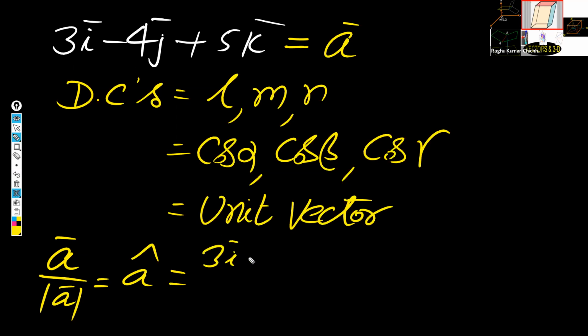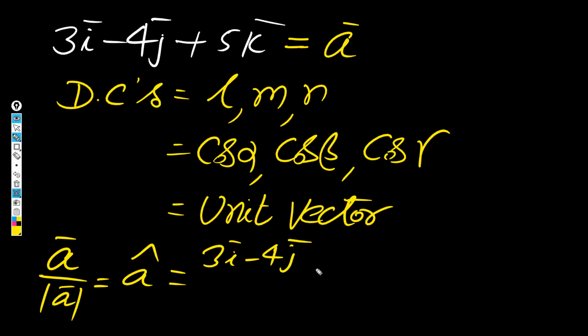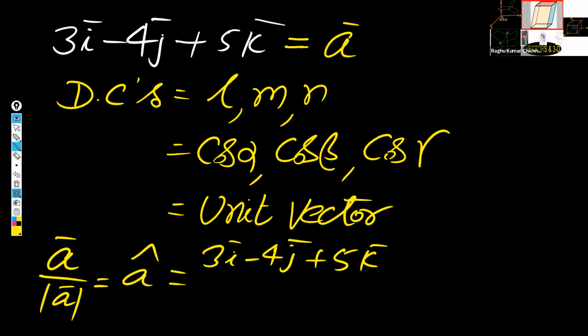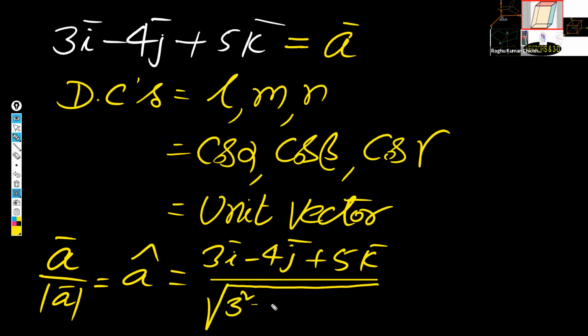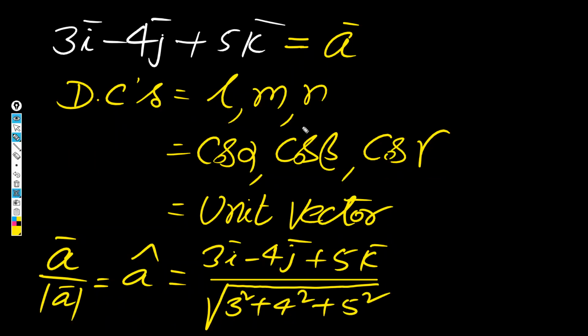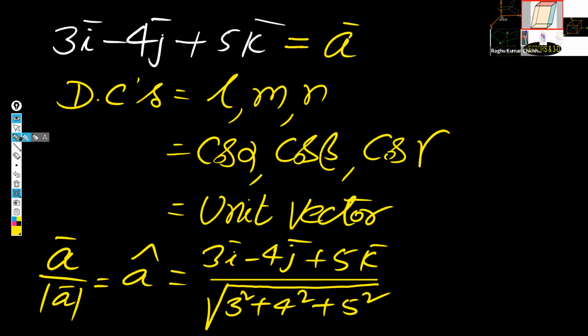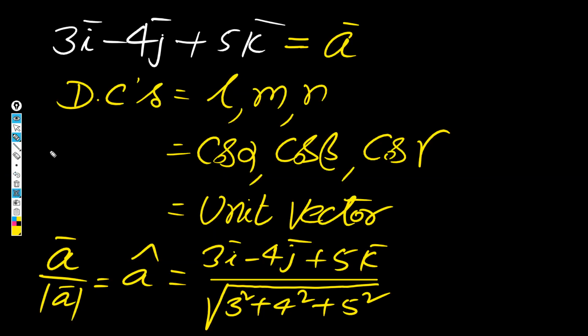Come on, convert it now. 3i minus 4j plus 5k divided by root of 3 square plus minus 4 whole square plus 5 square. 3 square is 9, minus 4 whole square becomes plus 16, plus 5 square is 25. So what are the DCs according to this? This is root 49.